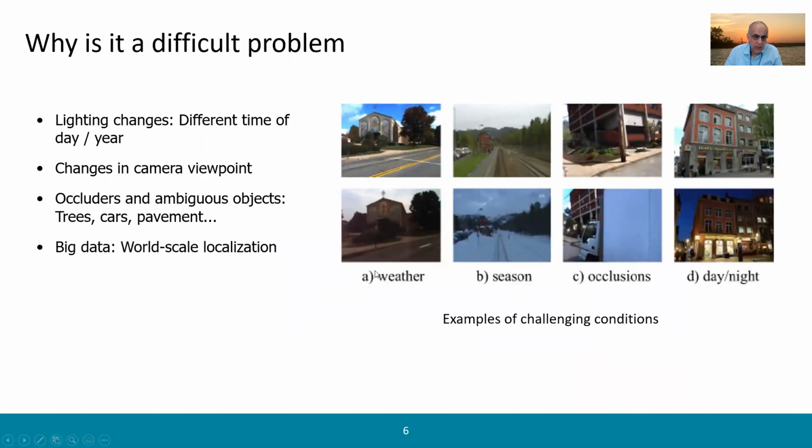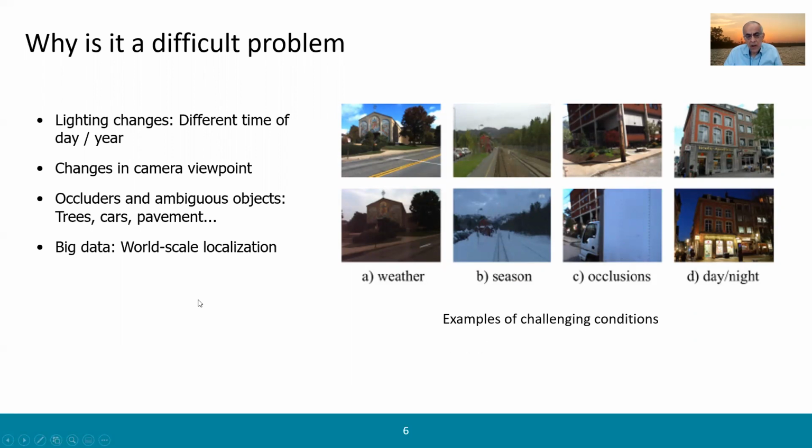And why is this a difficult problem? It's a difficult problem because the appearance of images can change quite a bit. As you can see over here, it can change due to weather, seasons. You can see winter and summer, fall and spring, day, night, and then also occlusions. Like here, there's a big truck blocking the field of view for this building over here. And so these are all challenges for solving this problem.